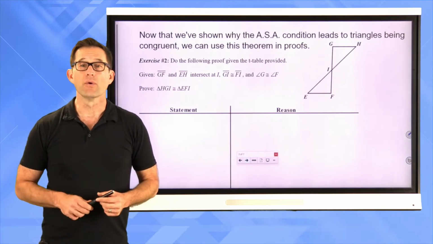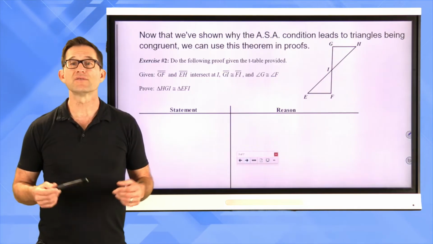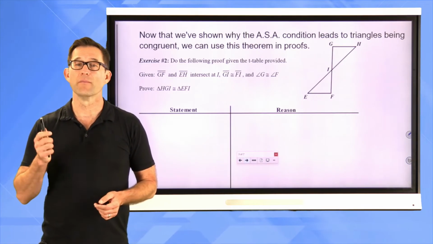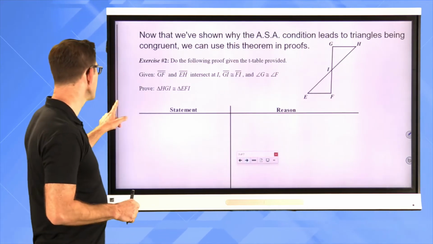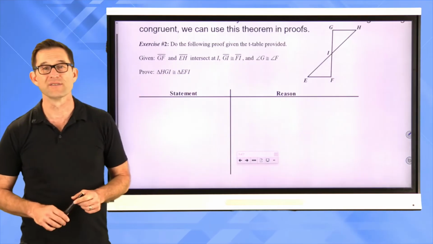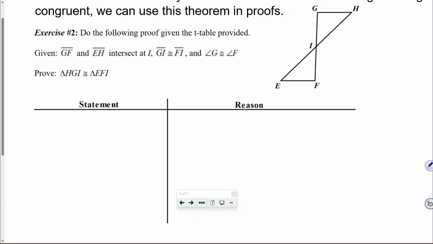Now that we've shown why the angle side angle condition leads to triangles being congruent, we can use this theorem in proofs. So let's take a look at a proof that is, not surprisingly, going to involve the angle side angle theorem. Let's do it.